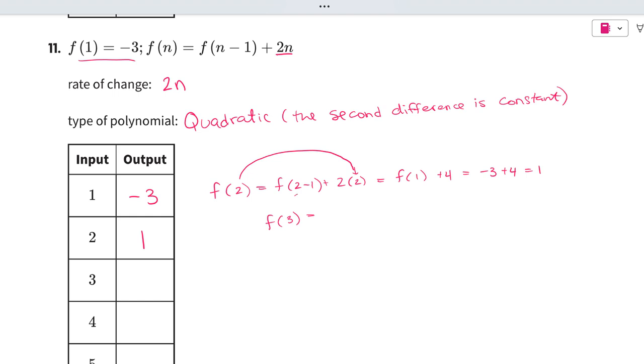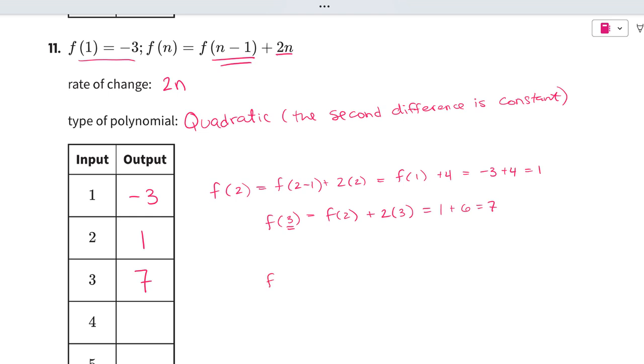Okay, let's go to f of 3. I'll start skipping space a little bit here. 3 minus, remember we're always going to do, and I'll write the formula above just in case we forget. Oh no, it's right here. So 3 minus 1 is going to be f of 2 plus 2 times whatever we plugged in here. That's our n value, so 2 times 3. So this becomes, well, f of 2 we said is 1. 2 times 3 is 6, so we get 7.